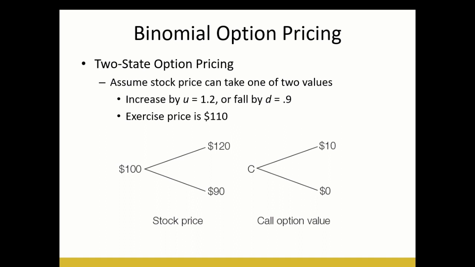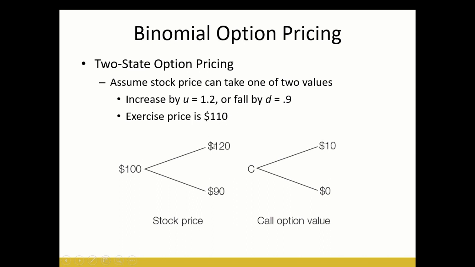So the binomial option pricing model, from the name, I can see this is actually a two-state option pricing. So we assume that in the future, the stock price can take one of two values. The first possibility is that it could increase by 20%, or it could decrease by 10%. And for this question, the exercise price is $110.